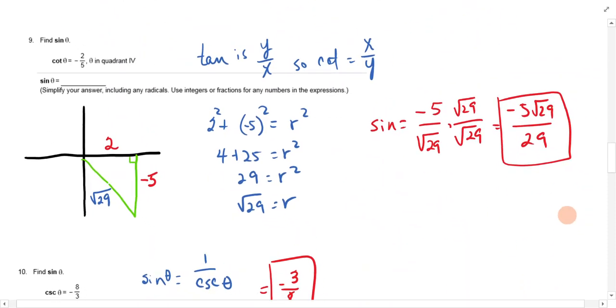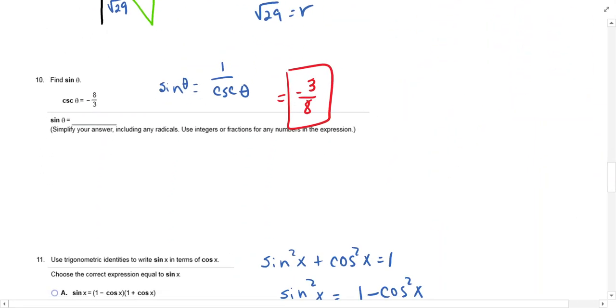Number 9. Cotan theta is negative 2/5, and theta is in quadrant 4. If we draw the angle here, always come out from the origin and then go back to the x-axis. Cotan is adjacent over opposite, so your 2 goes there, negative 5 goes there. You find your r by using the Pythagorean theorem, and you get r is the square root of 29. So sine is negative 5 over square root of 29. We rationalize it, and we get negative 5 square roots of 29 over 29.